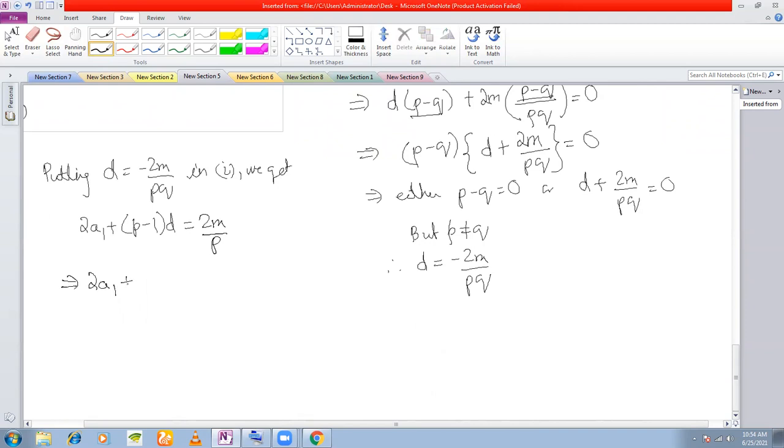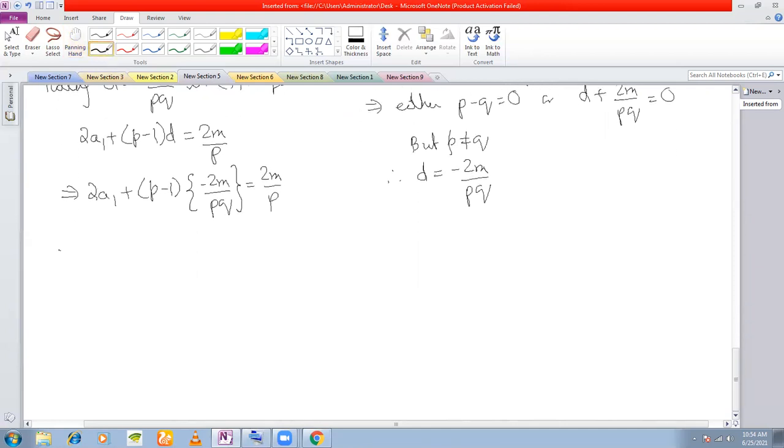Put the value here. Twice A1 plus P minus 1, D here is minus 2m by PQ, is equal to 2m by P. So what is the value of A1? Let's solve for A1. You can cancel 2 from both sides. So you get A1 plus P minus 1 into minus m by PQ is equal to m by P, right?